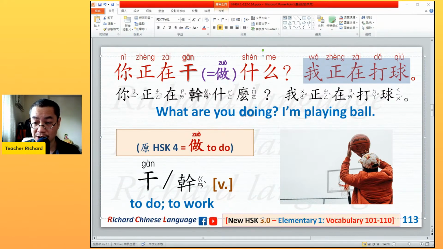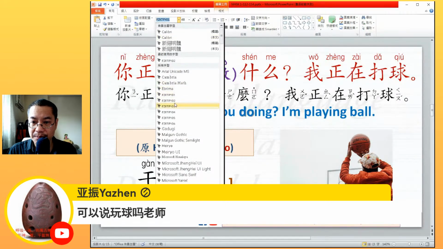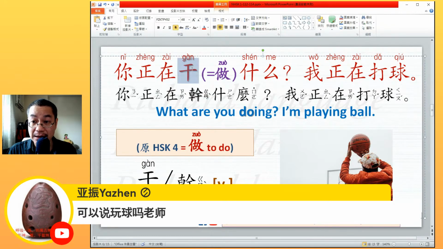可以说玩球，雅正。Because 打球 is more like in a competition, in a game, 比赛. But 玩球, you just play with it. It's not like in a game, it's like a kid playing with a ball. 玩球, you can say that. Okay, so 干 actually means, oh sorry, it should be in the fourth tone. Okay, 干, the fourth tone.